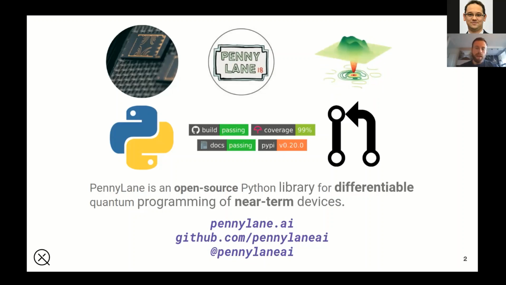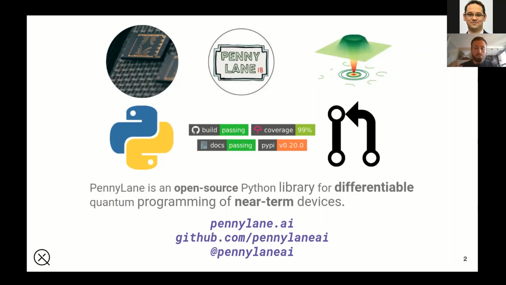It is mainly a library for differentiable quantum programming, and we will elaborate on the differentiability and the quantum programming aspect in a couple of minutes. PennyLane is tailored towards using near-term devices. We are still in the noisy intermediate-scale era when it comes to quantum devices. Therefore, it is very important to see how we can use such devices that are not yet fault tolerant. PennyLane is much tailored towards using such devices.